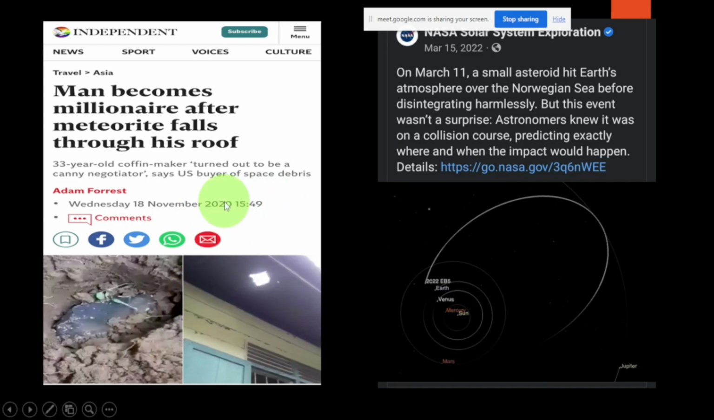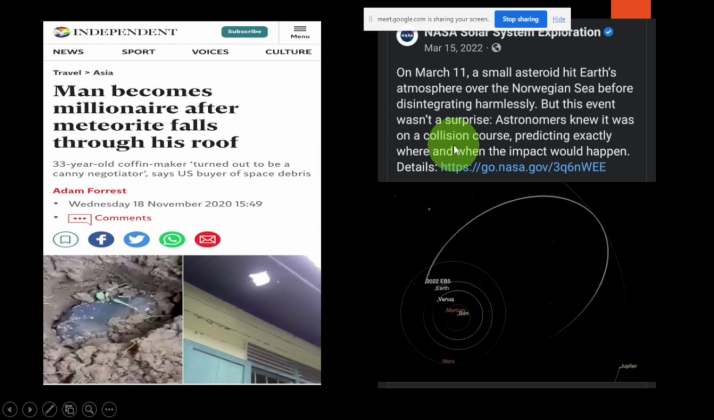However, he sold it. One thing about asteroids is that some asteroids come with rare earth minerals, like iridium. So the man was lucky enough to sell this one, and he made millions. So it says, man becomes millionaire after meteorite falls through his roof.